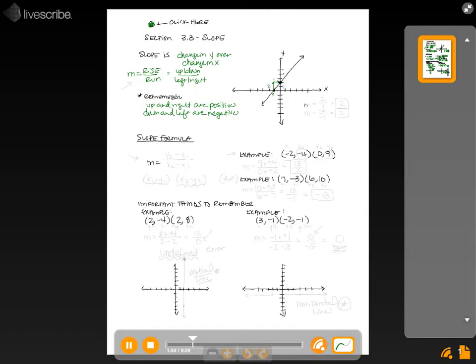So that would mean that our slope, remember up is positive, so it would be positive 2 over, then we went to the right 1, right was positive, so the bottom is 1, and that's going to reduce to 2. So our slope for this line is 2.